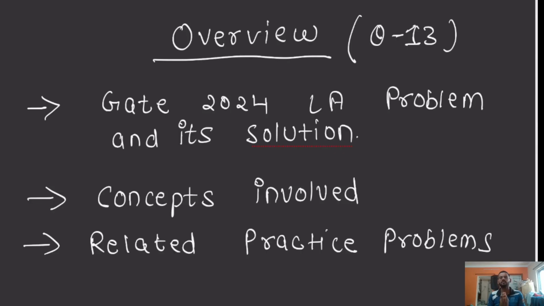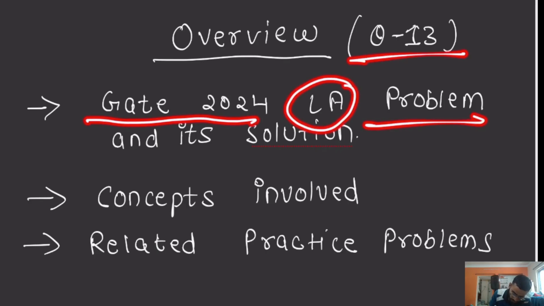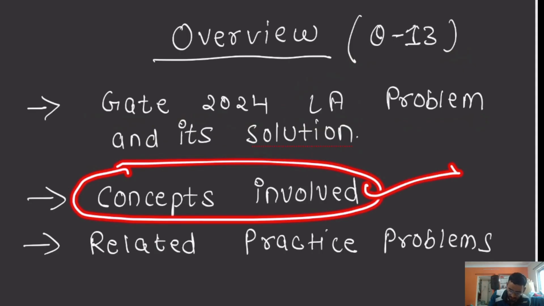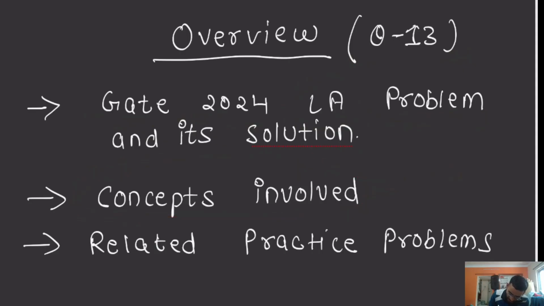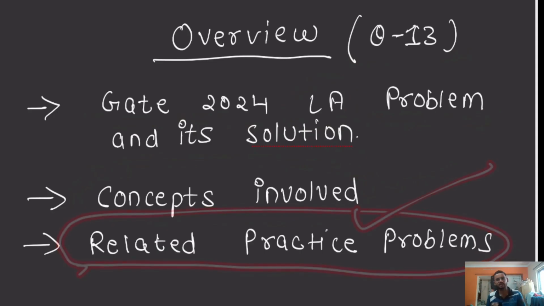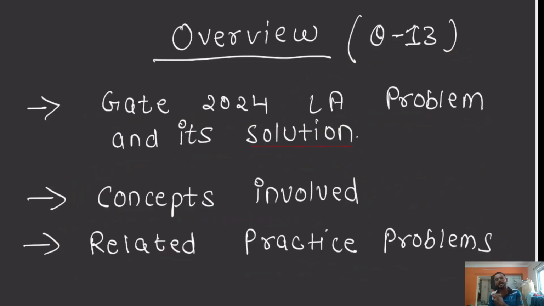In this video, we are going to discuss GATE 2024 Linear Algebra problem number 13 and its complete solution. After that, we will see what are the core concepts that are involved behind the problem. And at last, I have attached a few practice problems for you to try yourself, having a similar concept as this GATE problem. Okay, so let's begin.